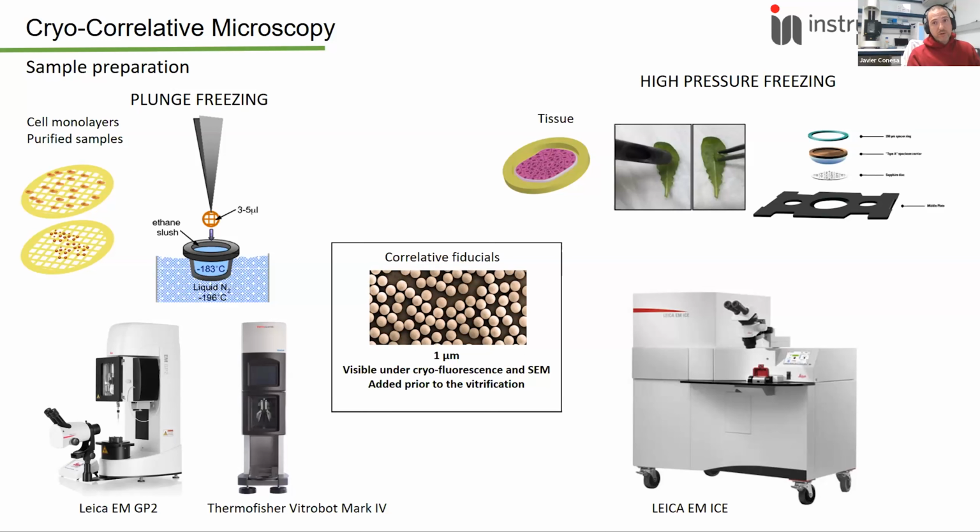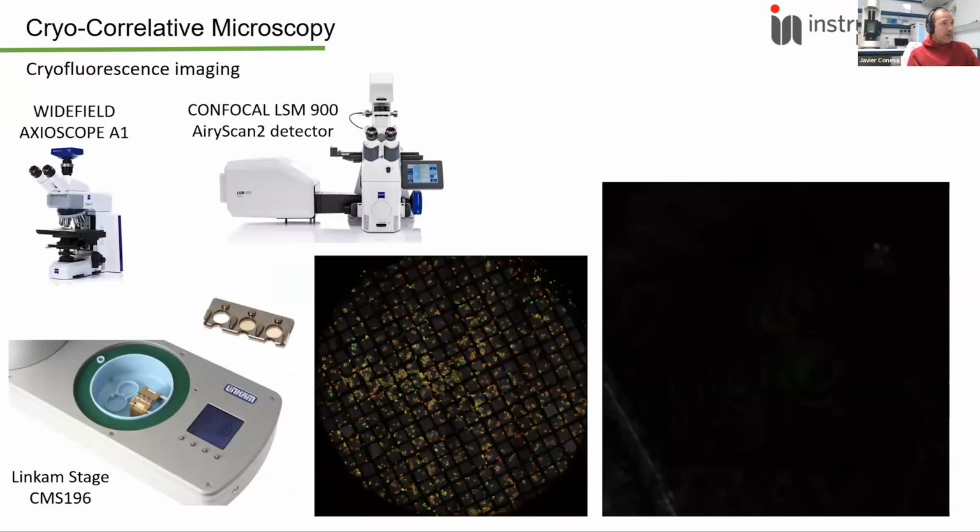For thicker samples, from 10 microns up to 200 microns, we are doing the vitrification by high pressure freezing, using different supports, including 3 and 6 millimeter planchettes, and also we have implemented the waffle method. The first step after the sample preparation is the fluo imaging, and this step is common to both workflows I introduced at the beginning. For the cryofluorescence imaging, we are using two microscopes.